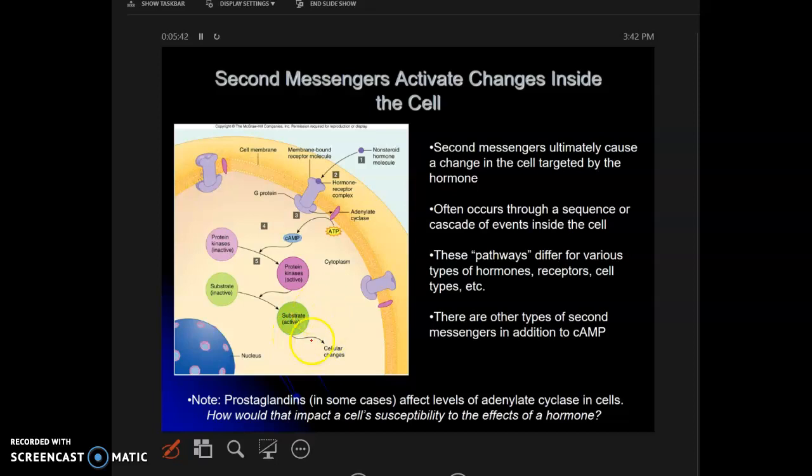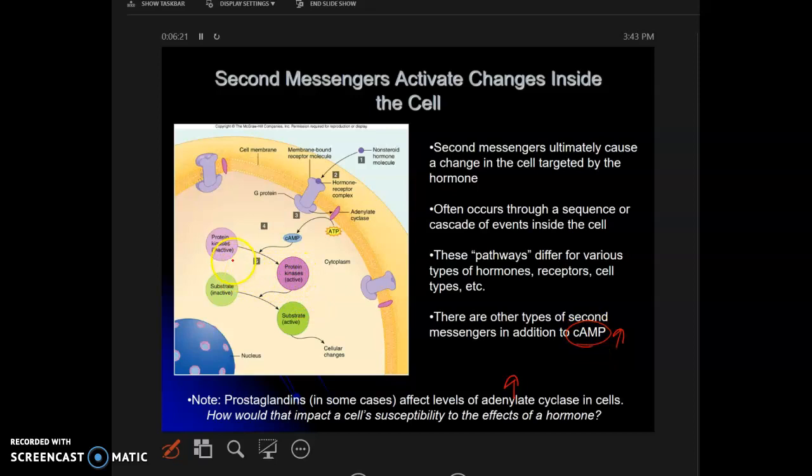Remember, prostaglandin affects the level of adenylate cyclase. Do you remember what we talked about with prostaglandin? We said prostaglandin helps to regulate hormones. How does it help to regulate hormones? It will change the level of adenylate cyclase. If this level goes up, then what will happen to the amount of cAMP? Obviously, the amount of cAMP goes up. And if this goes up, then what happens?